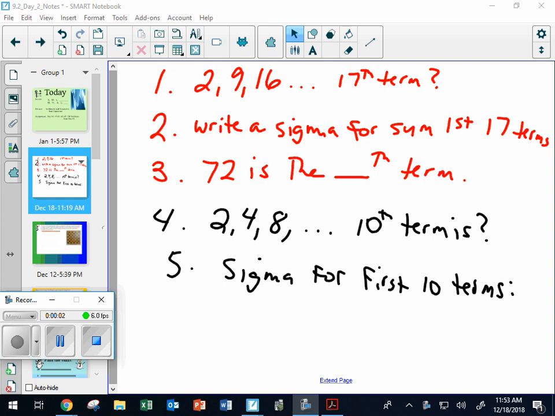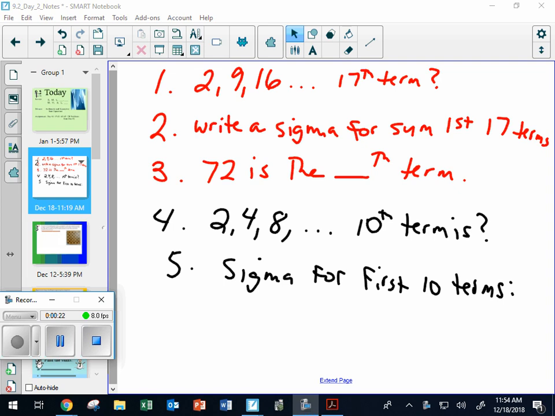Okay, today I'm just doing a quick catch-up of where we've been so far. We've been doing arithmetic and geometric sequences. The ones in red, those are arithmetic sequences. The ones in black, those are geometric. And you should be able to tell me any random term. You should be able to write a sigma for these.